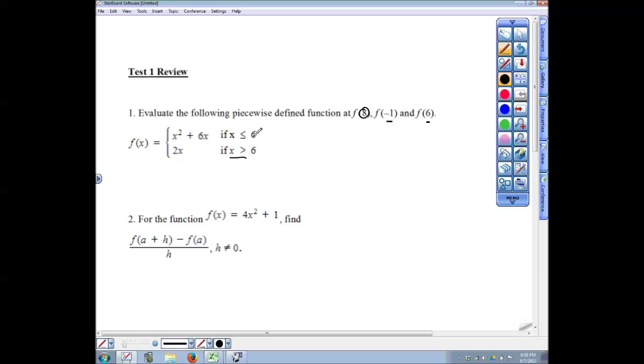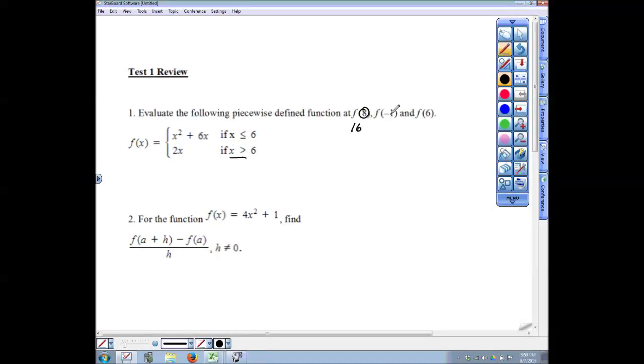If your x value is less than or equal to 6, you plug it into the top piece. If your x value is greater than 6, you plug it into the bottom piece. Now our first input is 8. 8 is definitely greater than 6. So this 8 is going to go into the bottom piece. 2 times 8 is 16. So f of 8 equals 16.